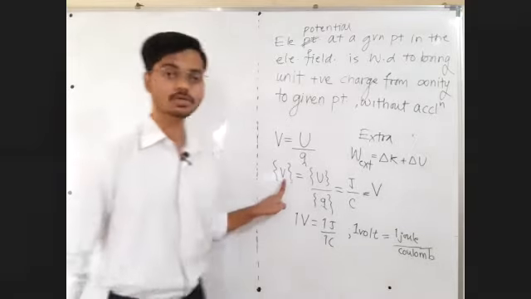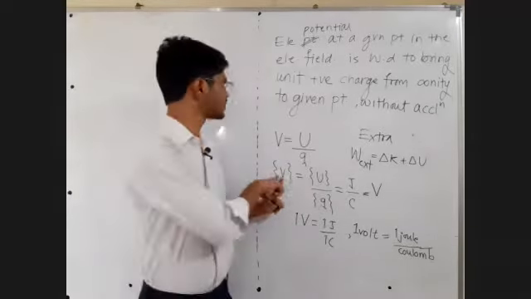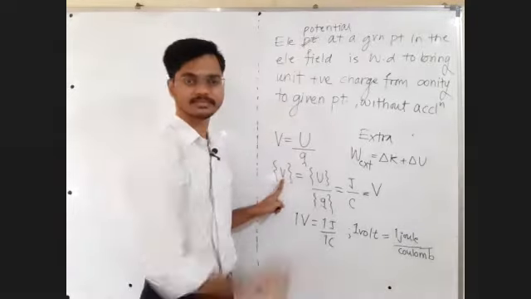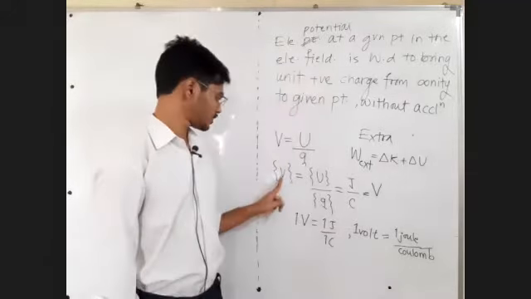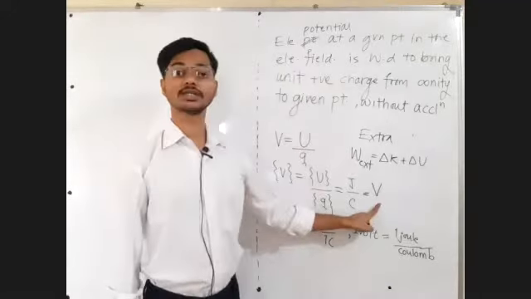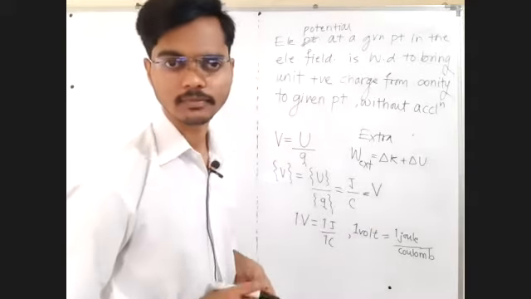Volt. This V is what? Voltage. Sorry. This V is what? Potential. You may call it voltage also. This V is a physical quantity, and this V is a unit.